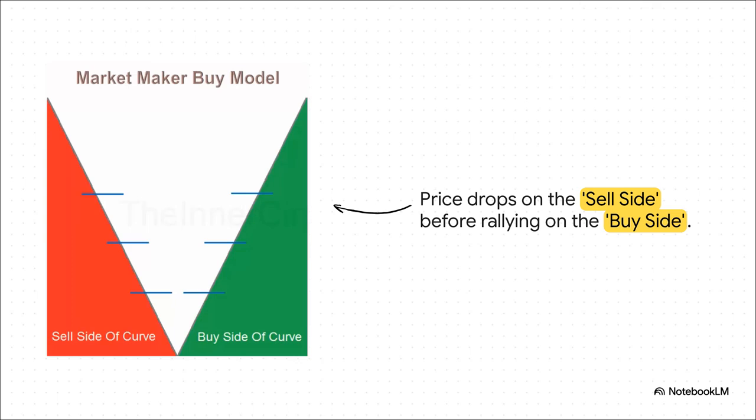The drop on the left, that's what we call the sell side of the curve. Now, this is where the market makers are secretly, quietly accumulating their long positions. The big rally that follows on the right, that's the buy side. But the clues, they start appearing on that first move down.